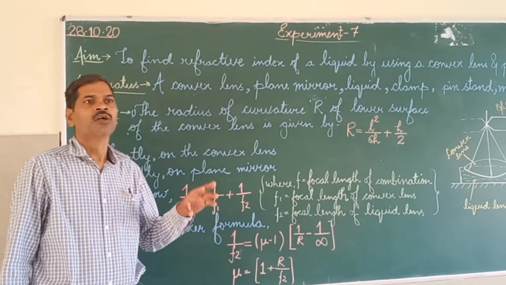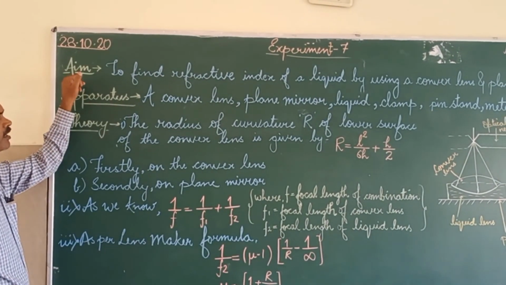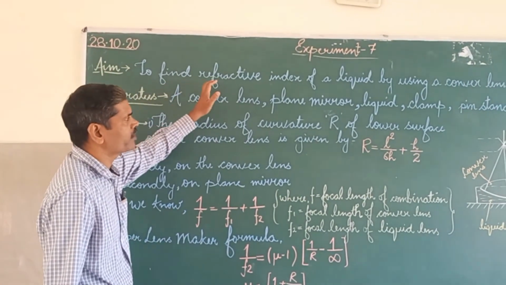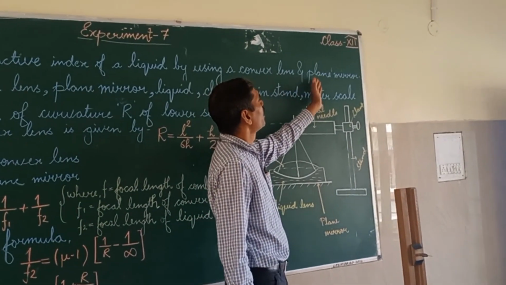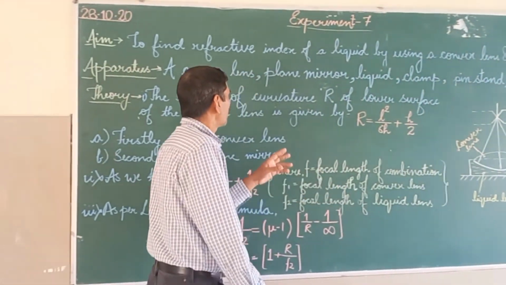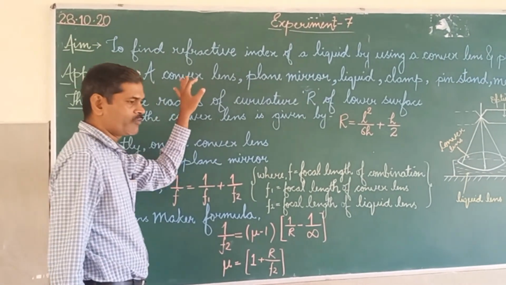Hello students, today you will learn a new experiment. The aim of the experiment is to find the refractive index of a liquid by using a convex lens and a plane mirror. The apparatus of this experiment are a convex lens.